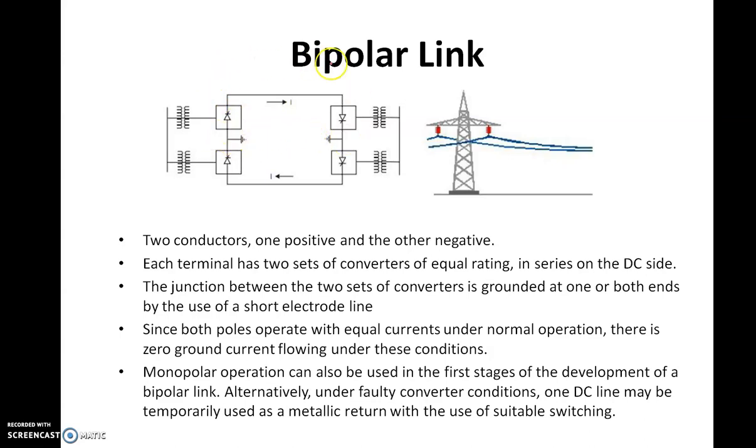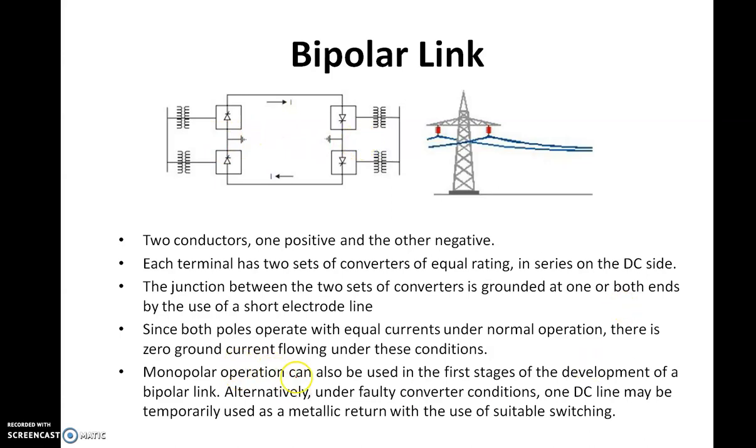Now these are also called the poles. They operate with equal current. So the upper line or the upper pole is having current I, and the lower line will work as the return of that current, so I. Generally, under steady state condition, the current which flows through this ground will be 0.